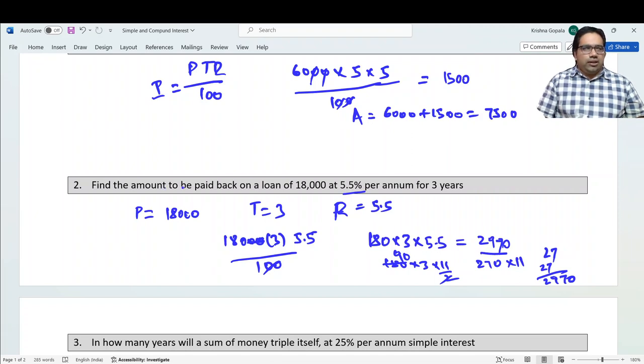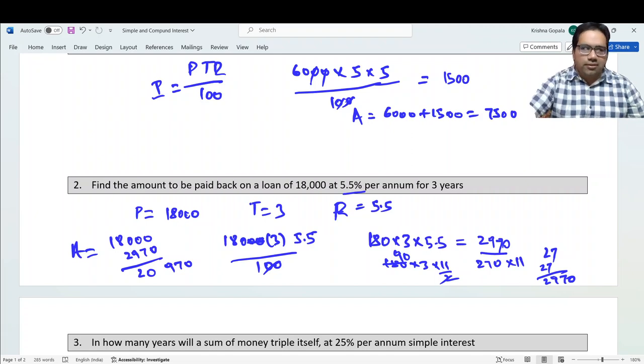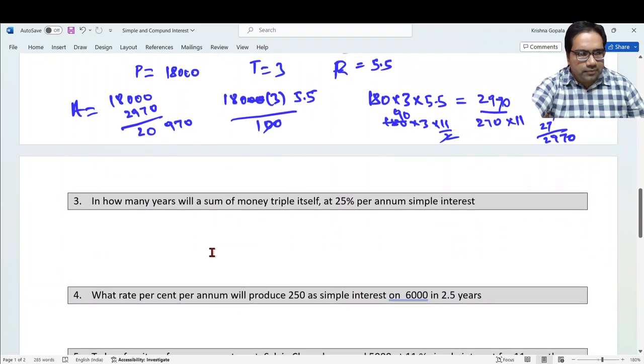Find the amount to be paid back. What is the amount? We have to pay the principal also and 2970 also. 18,000 also we have to pay and 2970 also we have to pay. So 20,970 is the amount that we have to pay. Simple. P into T into R by 100. That is the formula that we have to remember.